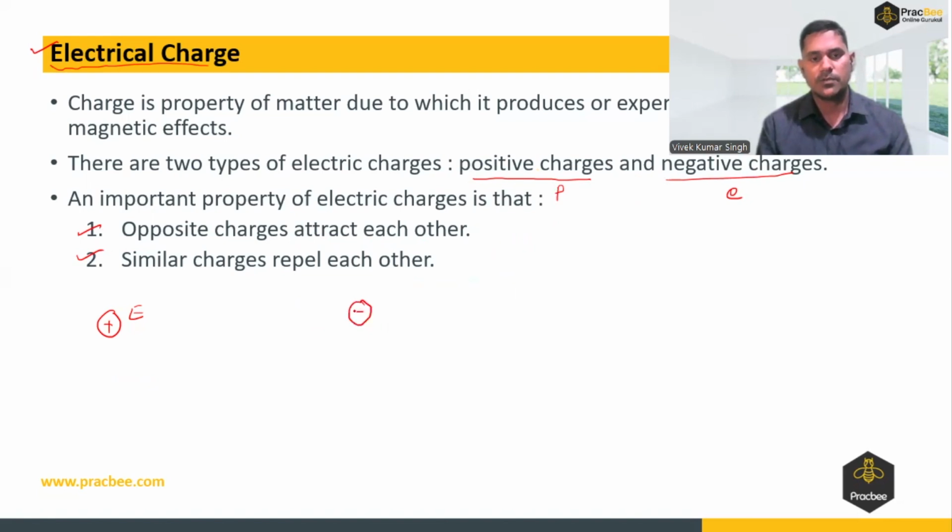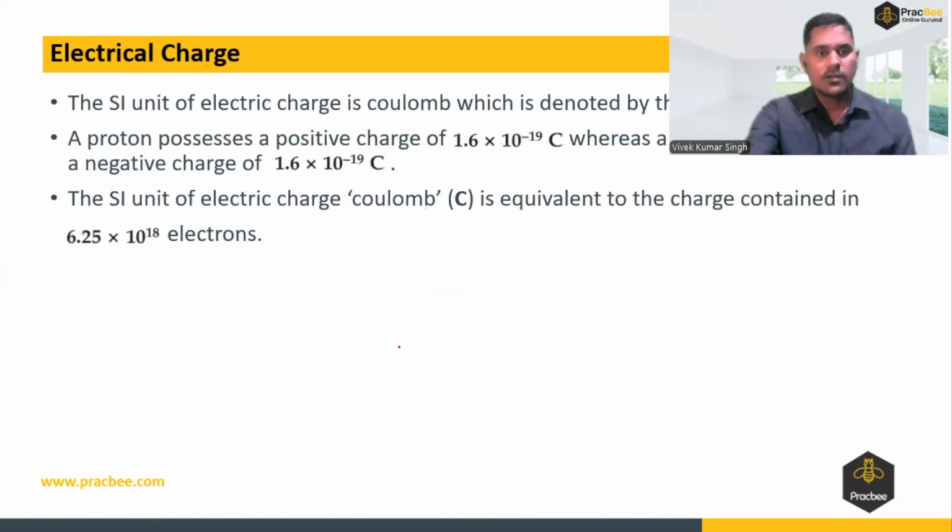So if I'm keeping two positive charges, they will repel each other. And the force of repulsion can be calculated by using Coulomb's law, that is 1 by 4 pi epsilon naught Q1 Q2 over R square, where R is the distance between them and Q1 Q2 is the value of charge. Now the charge on one electron is equal to negative 1.6 into 10 raised to the power minus 19 coulomb, and the charge on a proton is 1.6 into 10 raised to the power minus 19 coulomb.